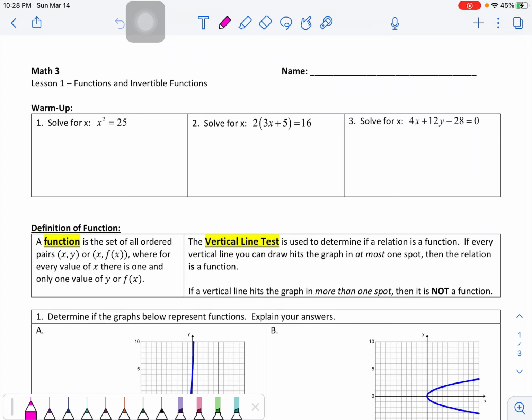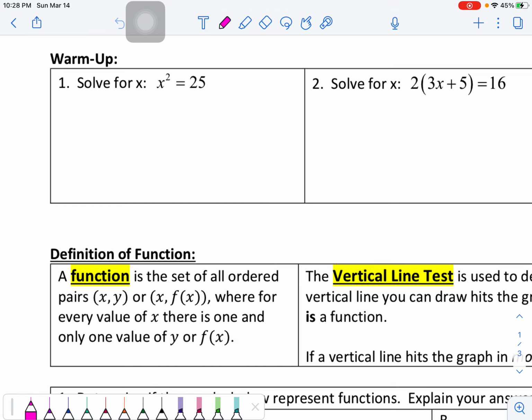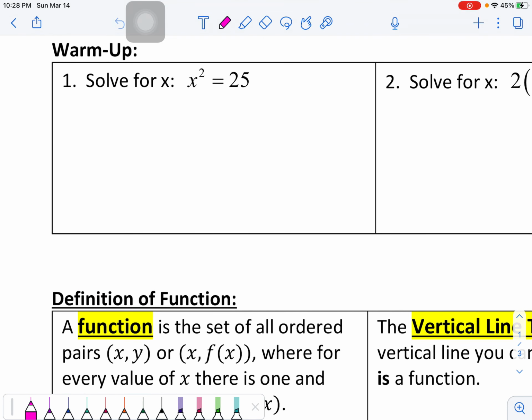All right, in this video, I'm going to do the warm-up to lesson number 1. All of these problems say to solve for x, and each one of them is going to be solved a little bit differently. So problem number 1, I actually have 2 different ways I can solve this. So I'm going to show you how to solve it with factoring, and then separately, I'm going to show you how you can solve it with a square root.